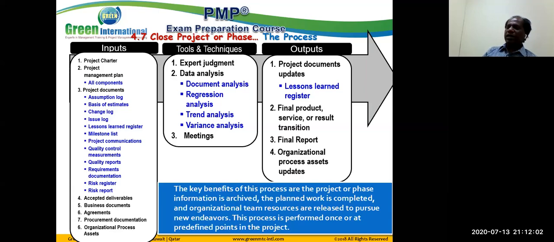The fourth result is organizational process asset update. All our project records are archived properly and put into our organizational repository. That's called organizational process asset, including contractual closing. So what is the key benefit of this process? The project or phase information is archived, the planned work is completed, and organizational team member resources are released to pursue new endeavors or new projects. This process is performed once or at predefined points. Every phase we may close. That's called a predefined point.